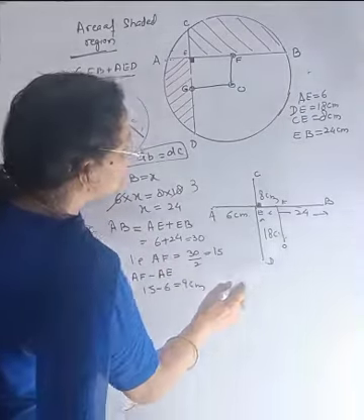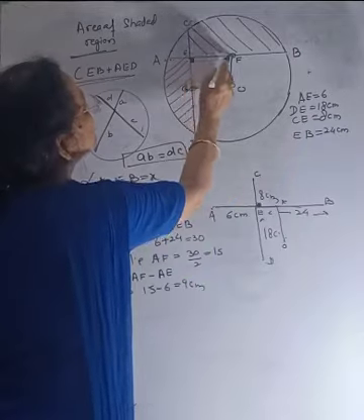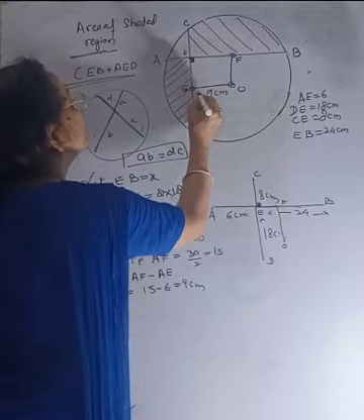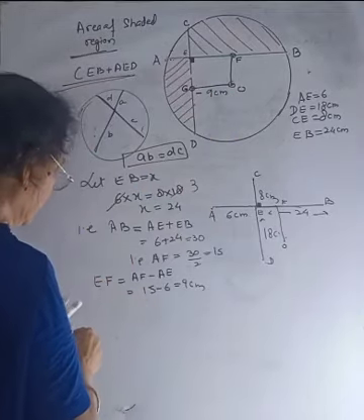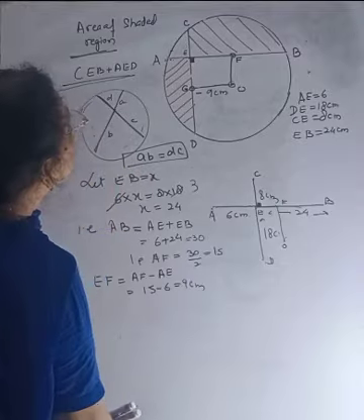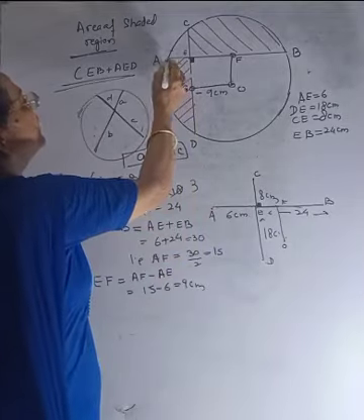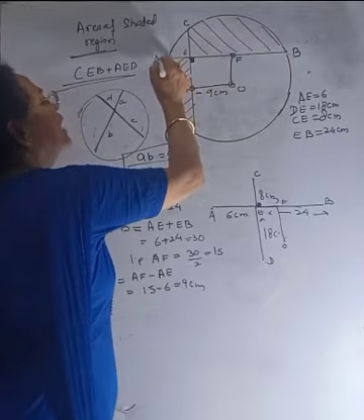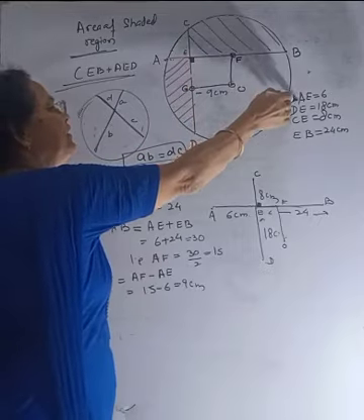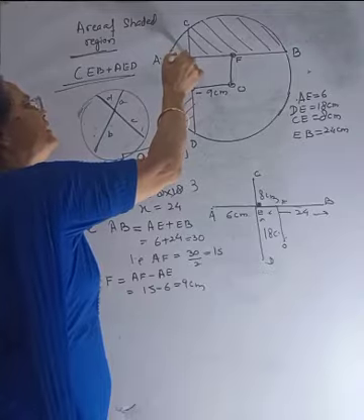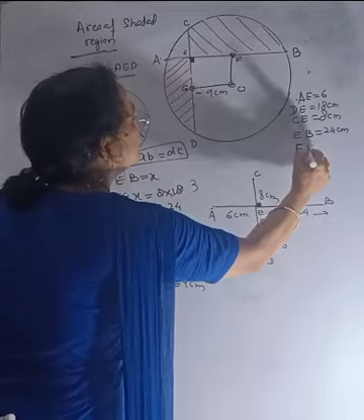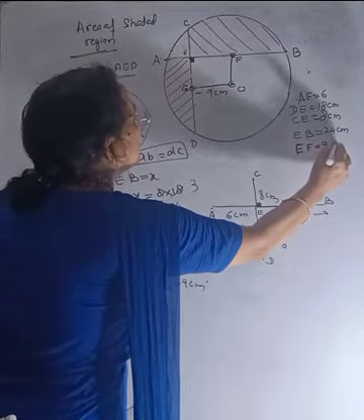It means this portion, this EF, will be equal to 9. Is it clear? Correct? Very much correct. Because again I am repeating, this was totally 30. Half of this, because we have dropped the perpendicular, is equal to 15. Out of which this portion AE was given to us as 6. So 15 minus 6, then EF will be equal to 9.